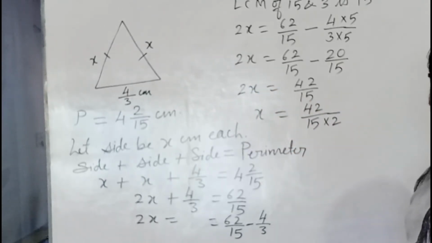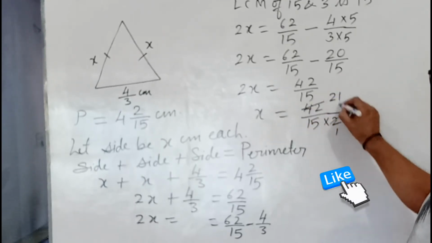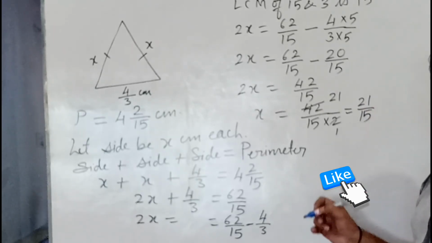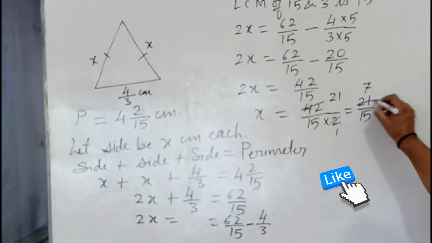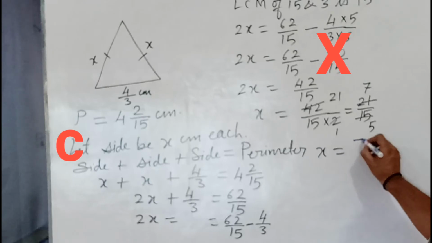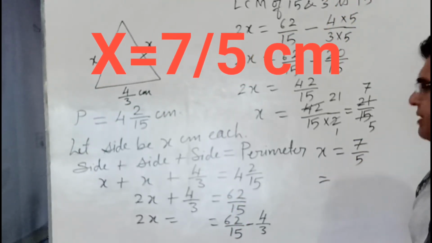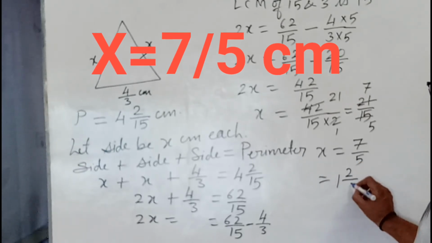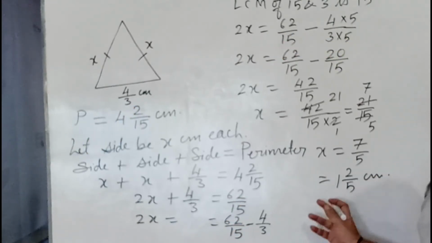Then you simplify more. 2 twos are 2, 2 twenties are 42, so it is 21/15. Then 21/15 also can be cancelled: 3 sevens are 21, 3 fives are 15. So x equals 7/5, converted into a mixed fraction. So 5 ones are 5, remainder 2, so 1 2/5 centimeter.